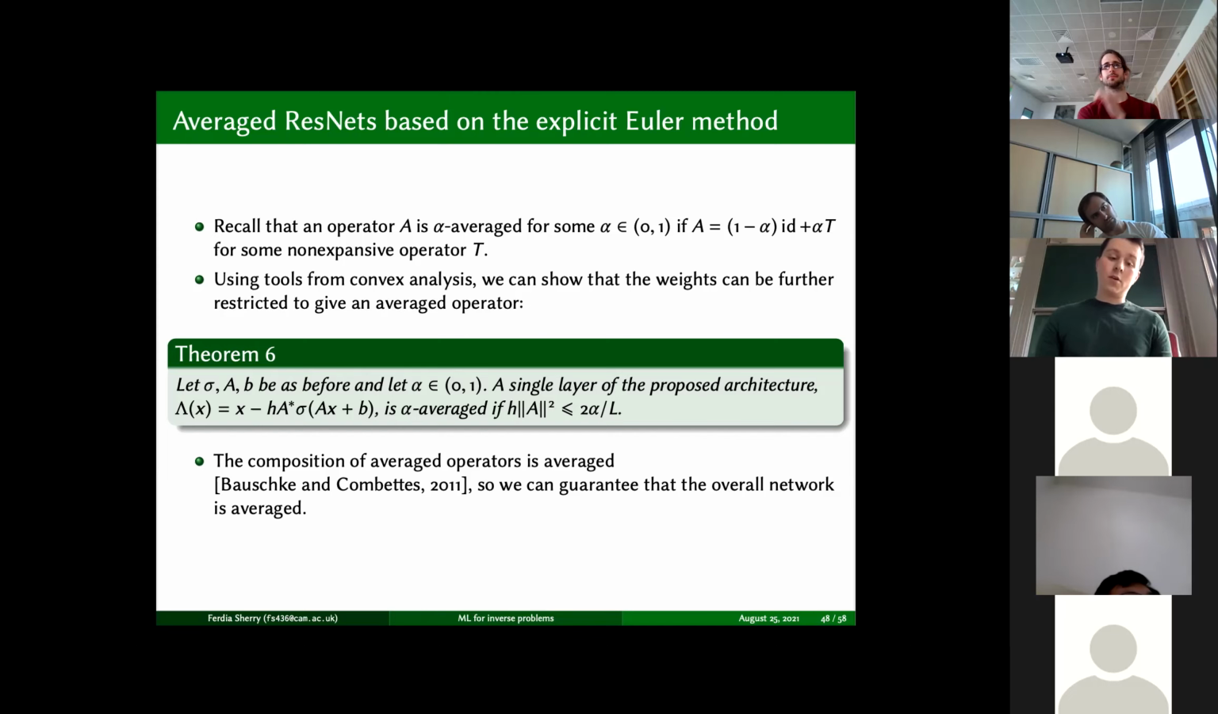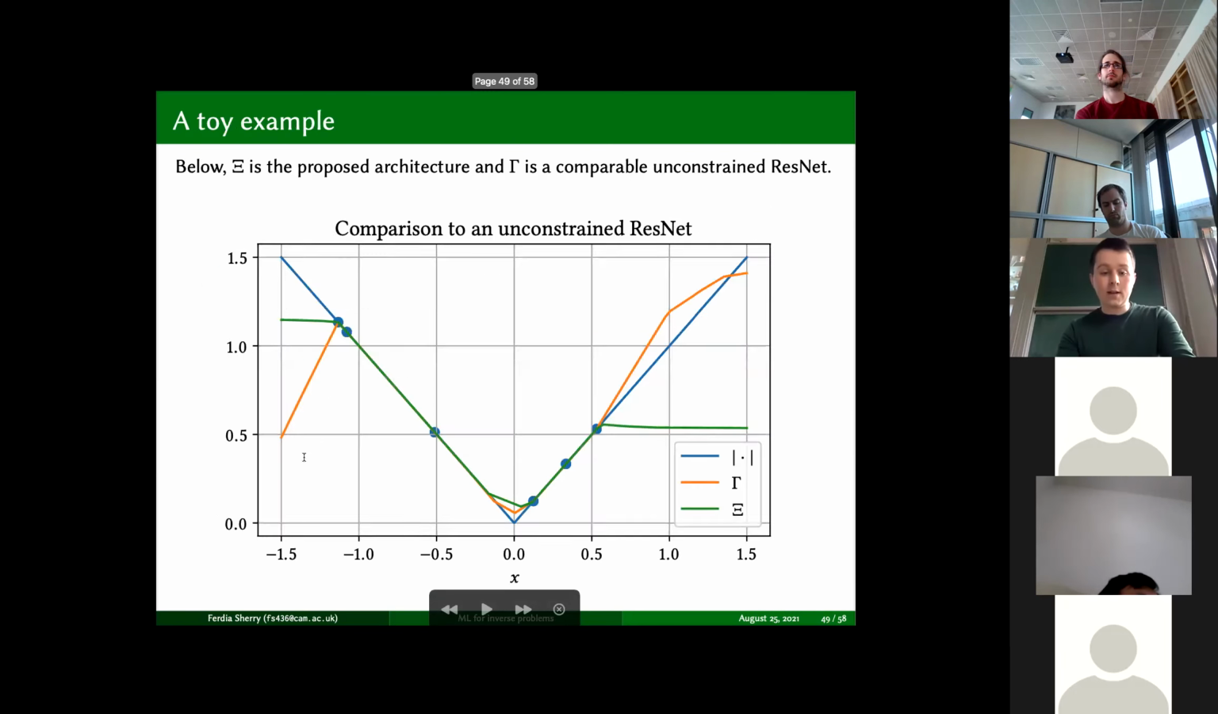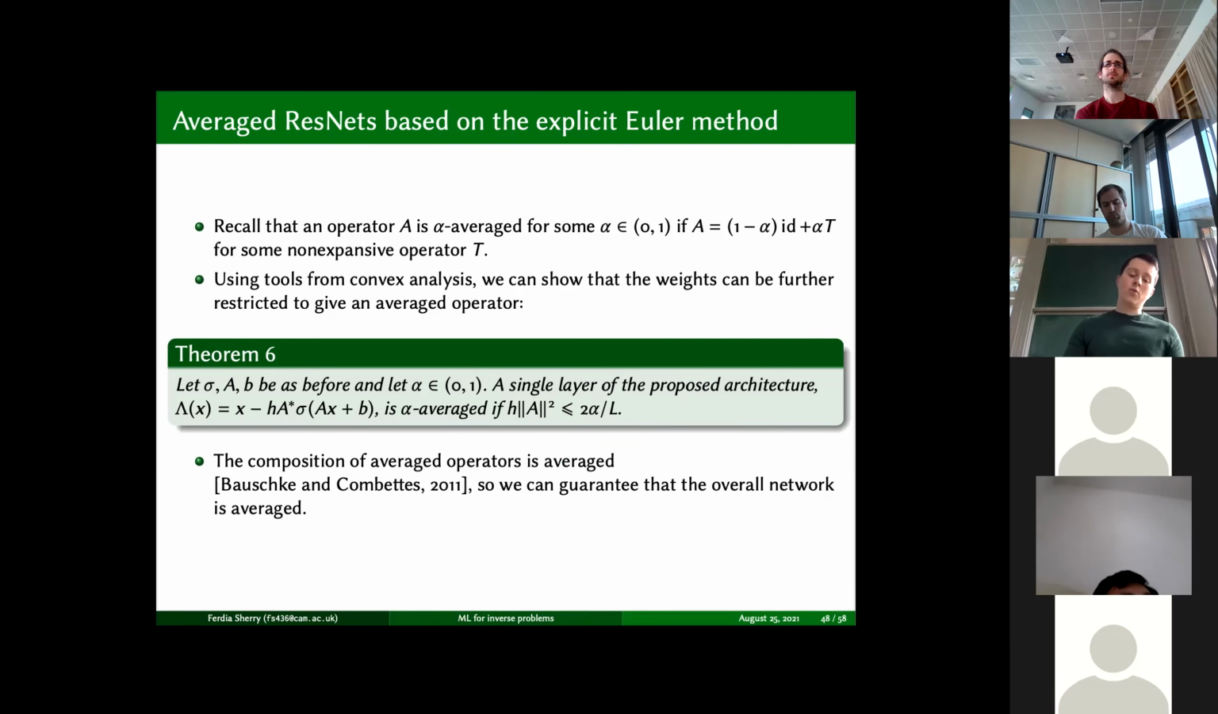iterates are going to be convergent, which is nice if you want to use this in practice. Whereas if you only guarantee non-expansiveness, you don't have this. So it turns out in this same setting, you can further constrain your step size or the norm of your weights to ensure that any layer of this proposed architecture is averaged. And then if you compose these things together, the composition of averaged operators is averaged. So you end up with something that has convergent fixed point iterations.